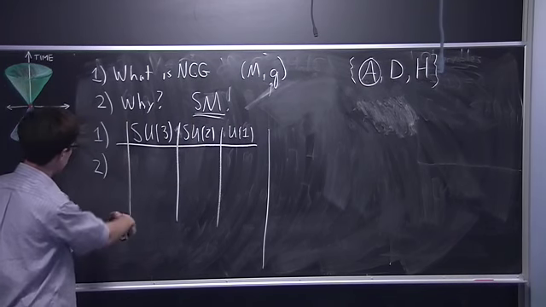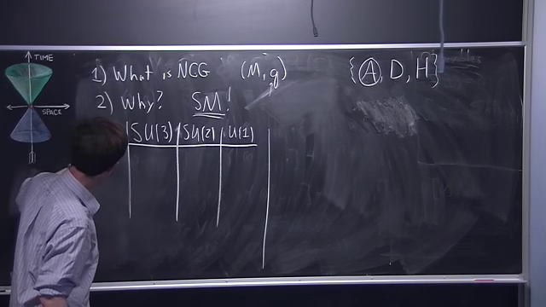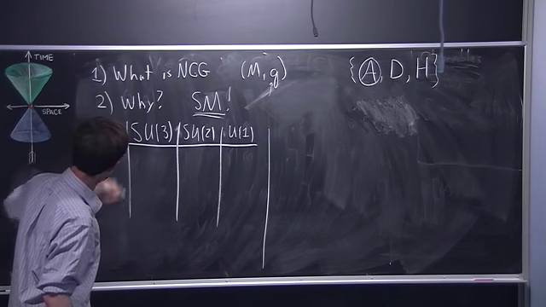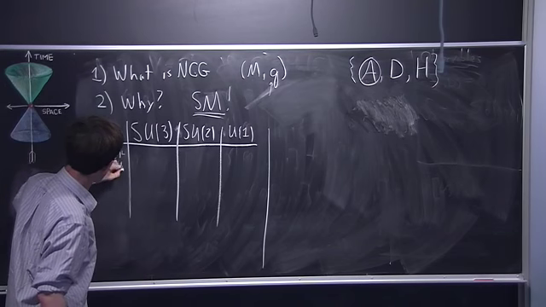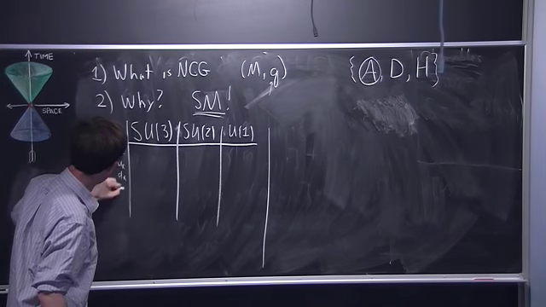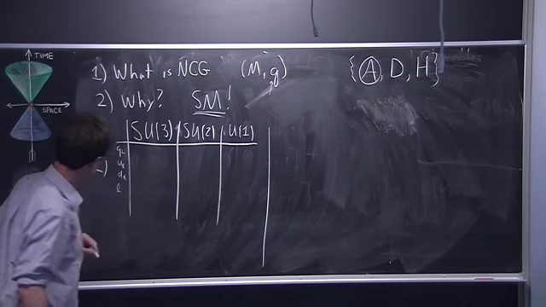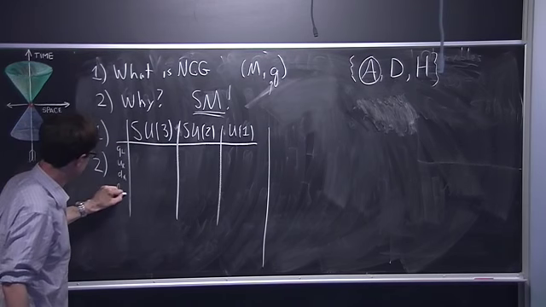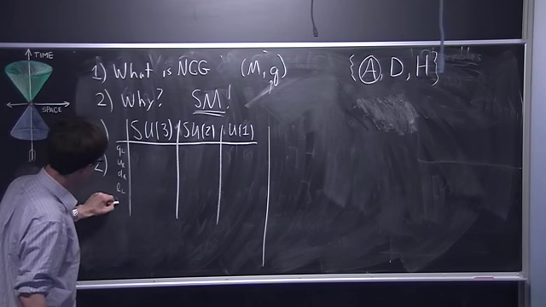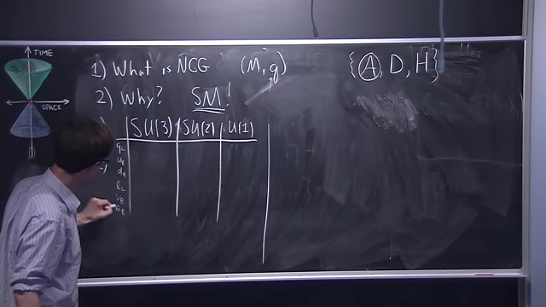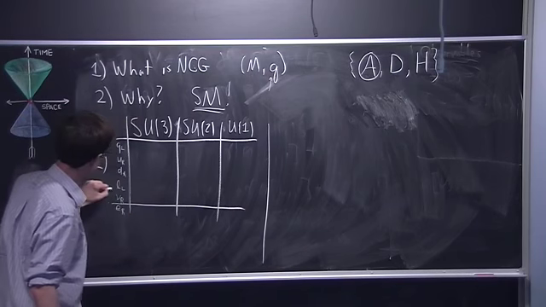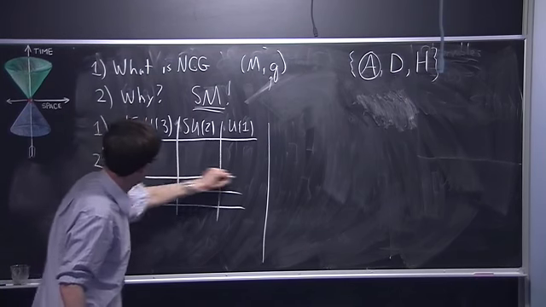So I have to list for you what are the fermions in the standard model. There's a left-handed quark doublet, up left and down left, and there's a right-handed up quark and a right-handed down quark, and there's a corresponding leptonic sector. There's a left-handed lepton doublet, and then there's a right-handed neutrino and a right-handed electron. Those are the irreducible multiplets.